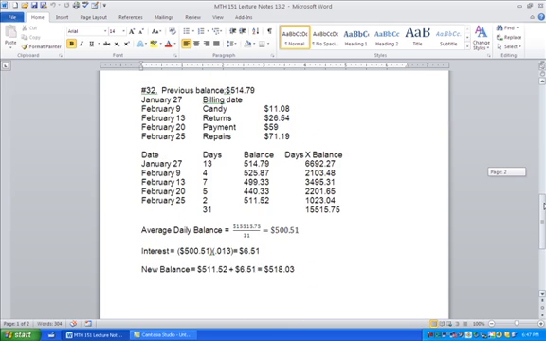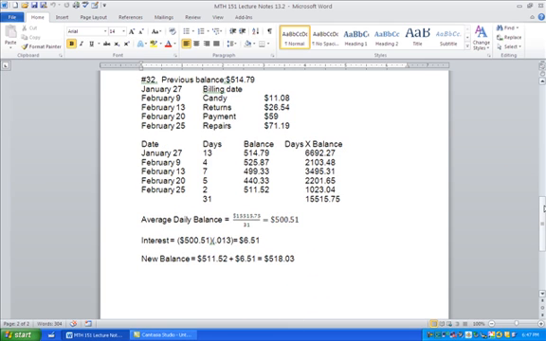Interest is 1.3%. So here's what I just copied over from number 32. The previous balance on the last bill was $514.79. The billing date was January 27th. Okay, so that was the first thing. Then we have a purchase of candy on February 9th, $11.08. Returns made on February 13th, valued at $26.54. A payment on the purchases of $59 made on February 20th, and February 25th we have a charge for repairs of $71.19.